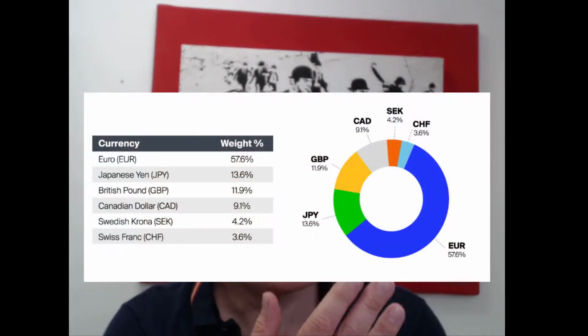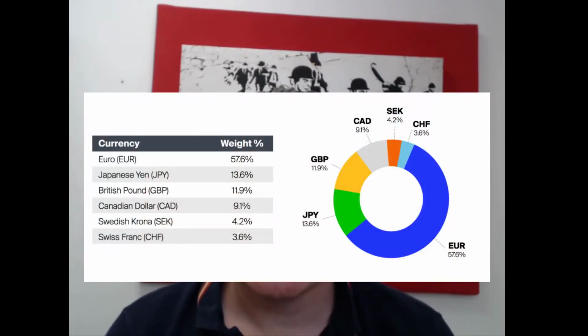Now, back then, before the euro, there were a lot more currencies in the basket, but mostly it's made up now of the euro. It's heavily euro weighted, but it does include the yen, the pound, Canadian dollar, Swedish krona. As you can see from the pie chart there, it's got a mix of currencies.